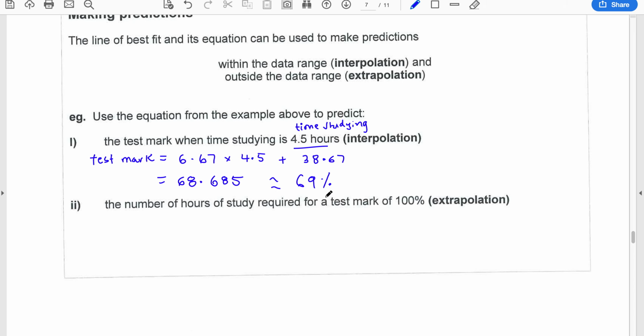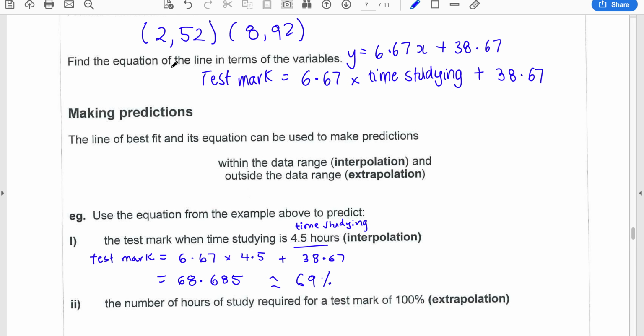The next prediction is a little bit different because what you'll notice is we're asked for the number of hours of study required for obtaining a test mark of 100%. So if we want 100%, if we put that here, 100 for this bit, we're asking what time spent studying needs to go there to make this equation true.